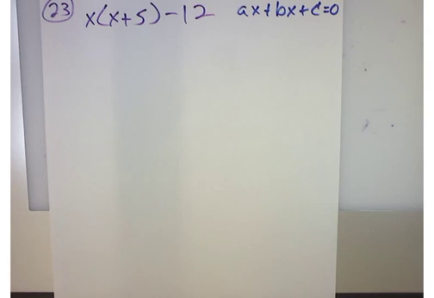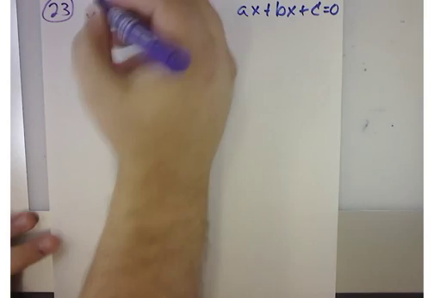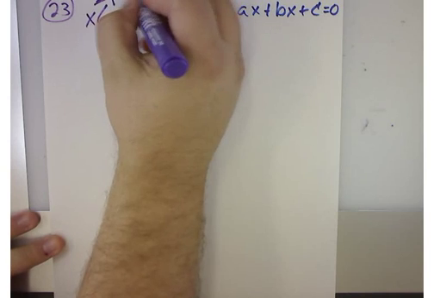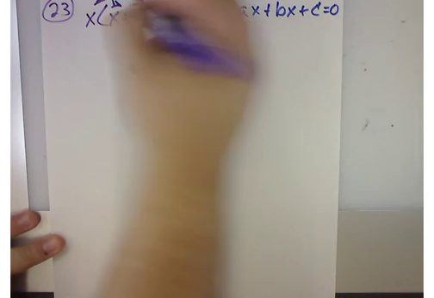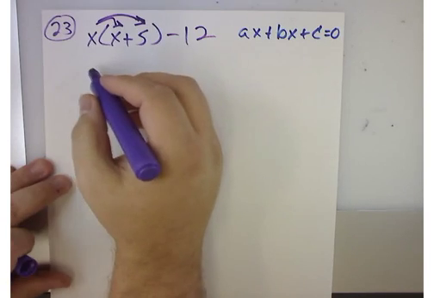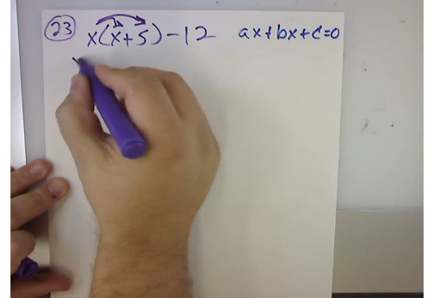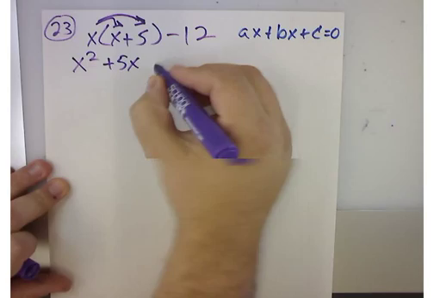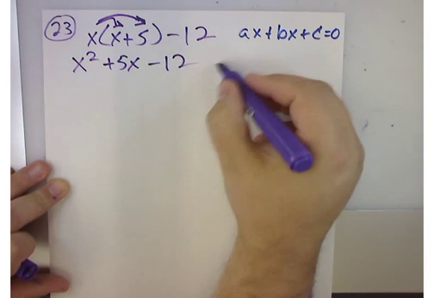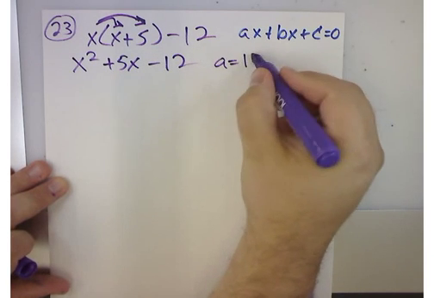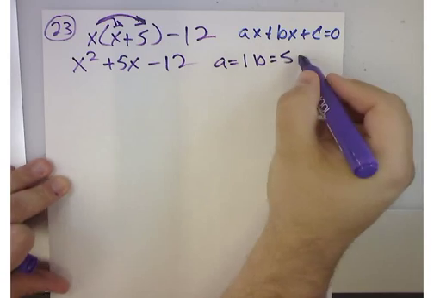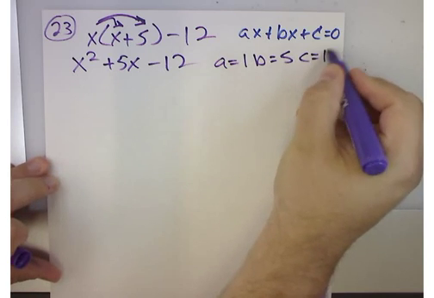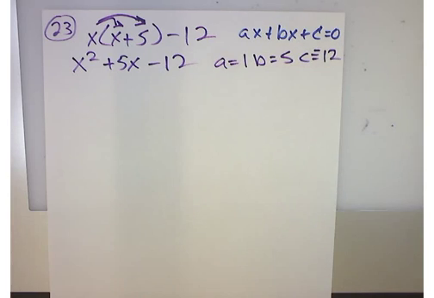So I've got to push the x through the parentheses first, to the x and the 5. Then this becomes x times x is x squared, x times 5 is positive 5x, minus 12. Now that lets me know that a is equal to 1, b is equal to 5, and c is equal to negative 12. I almost forgot my negative sign there.